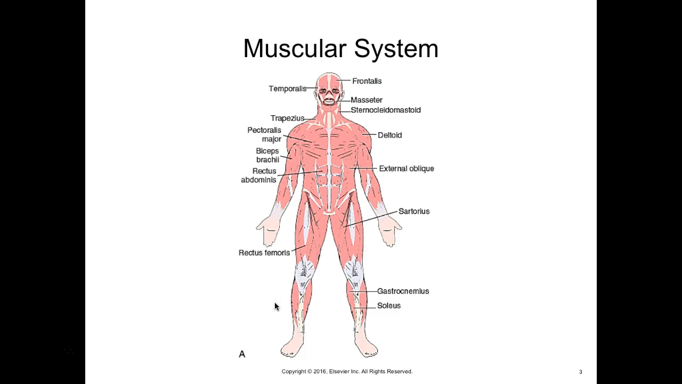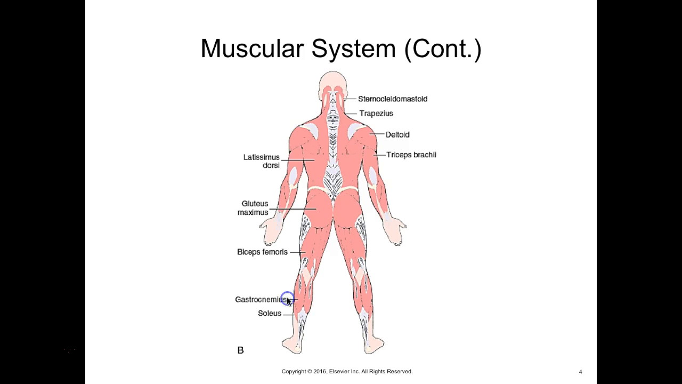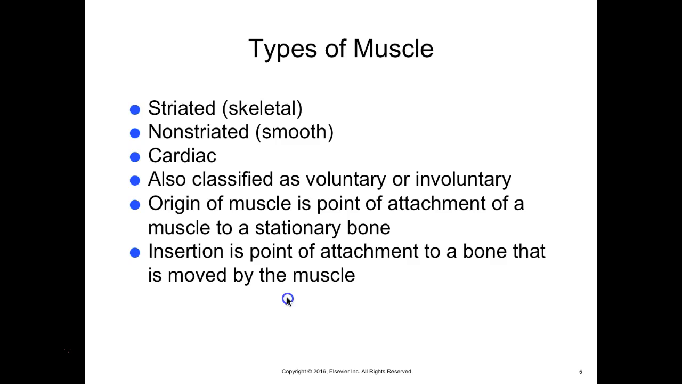These are some of the major muscle groups: anterior, posterior, and the types of muscle. So we have striated and non-striated and cardiac. Cardiac muscle is actually striated as well, but it's striated differently than skeletal muscle. So you might remember that from anatomy and physiology or medical terminology. Muscles are also classified by being either voluntary or involuntary.